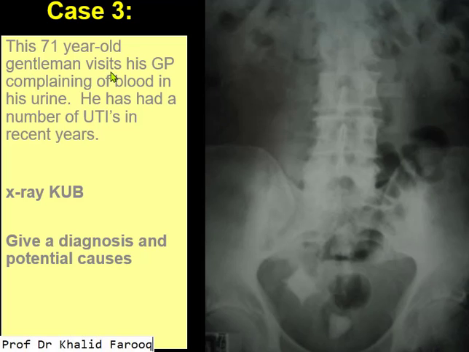This is another case. A 71 years old gentleman visited his GP complaining of blood in his urine. He has had a number of UTIs in recent years. We see an X-ray of the KUB. This is the lumbar spine, sacroiliac joints, iliac bone, hip joints, and we see a couple of bladder calculi.